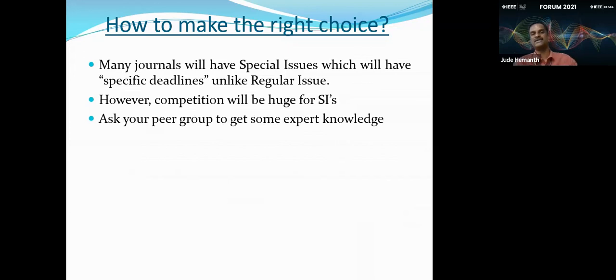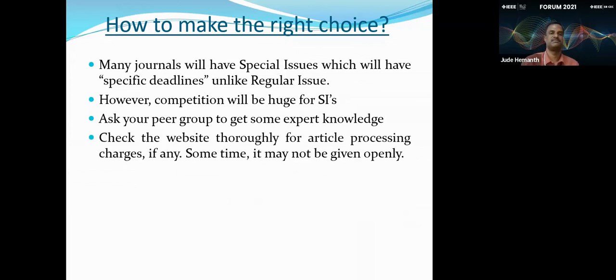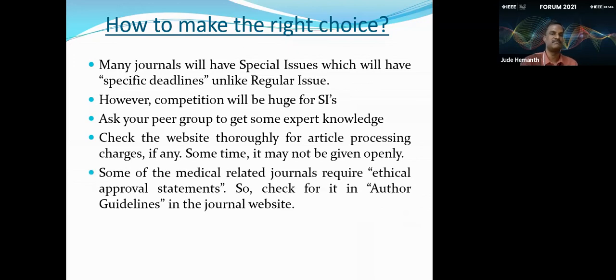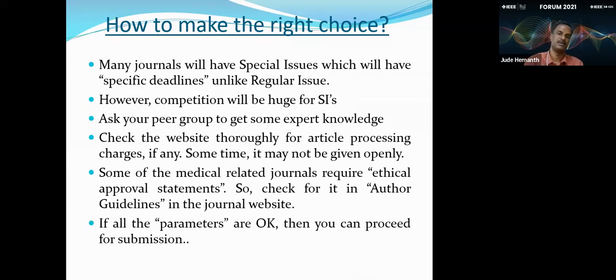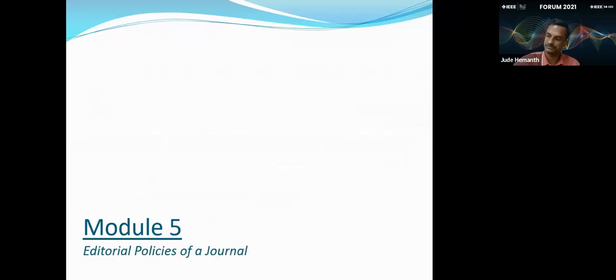Ask your peer group. Always have some friends network to get some knowledge or previous experiences. Check the website for article processing charges. Sometimes it will be hidden somewhere. Only after acceptance, they will ask you to pay this amount. You will face problems. If all the parameters are okay, then you can proceed for the submission.